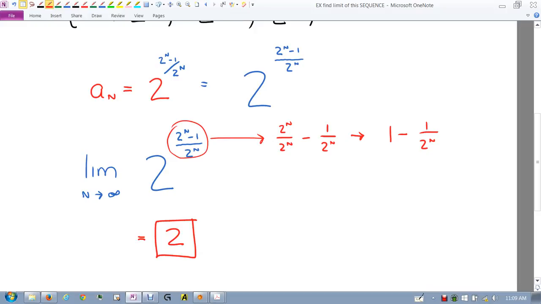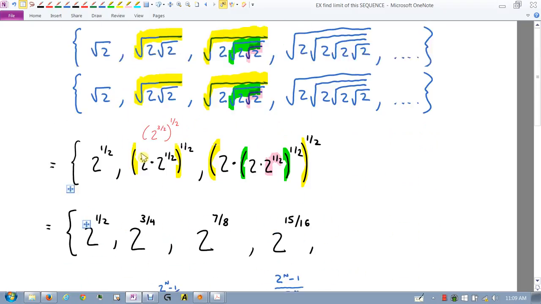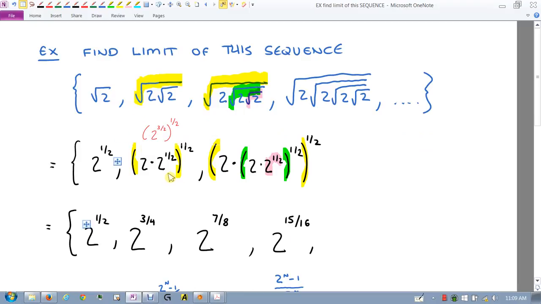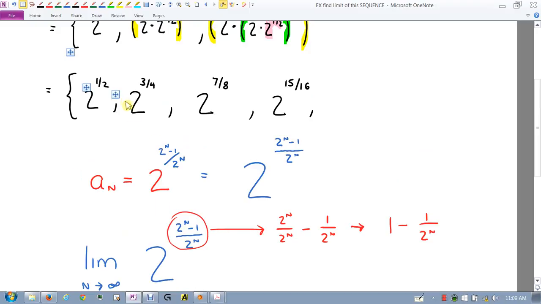That's an interesting problem. There's a lot that you have to be able to do here. I mean, you have to be able to translate this into the exponents, and then the exponents, you got to work those into this. Then you got to see the pattern in the exponents.